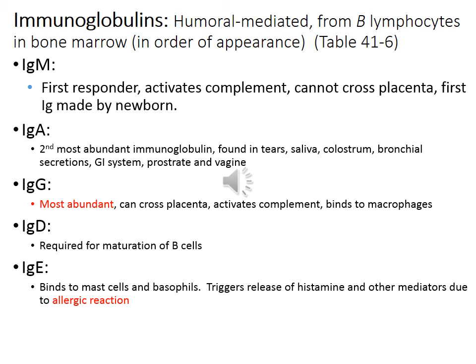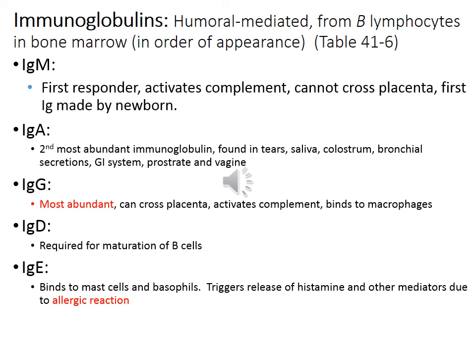And then we get into the immunoglobulins, which are humoral mediated from B lymphocytes in the bone marrow. And this is in order of appearance. So you have the IgM. This is the first responder. It activates complement. It cannot cross the placenta, and it's the first Ig made by a newborn. Then there's the IgA, which is the second most abundant. It's found in your tears, saliva, colostrum, bronchial secretions, GI, prostate, and vagina.